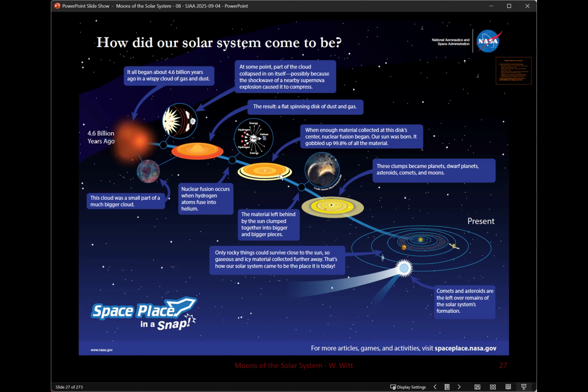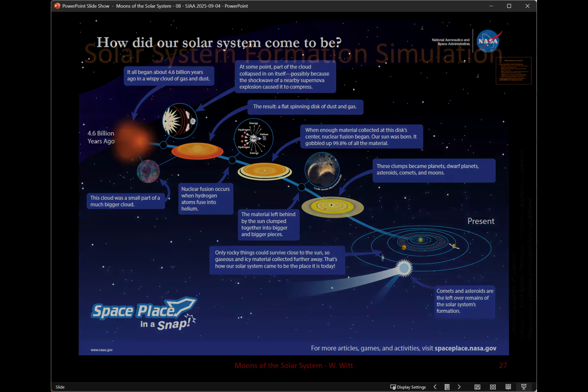And then furthermore, as this proceeds, planets will coalesce out of all the other junk that's in the outer parts of the disk. And then over time, the system kind of cleans itself up and it becomes nice and neat, like our solar system looks today.